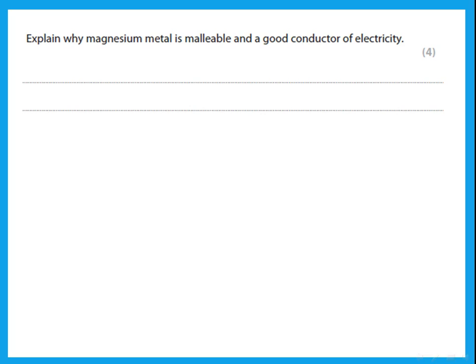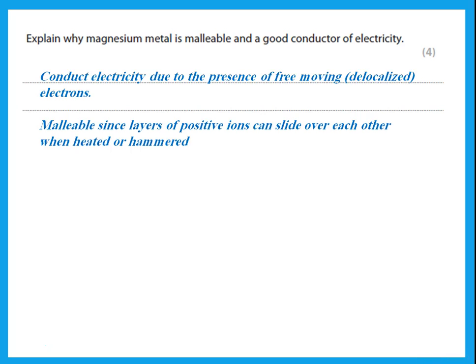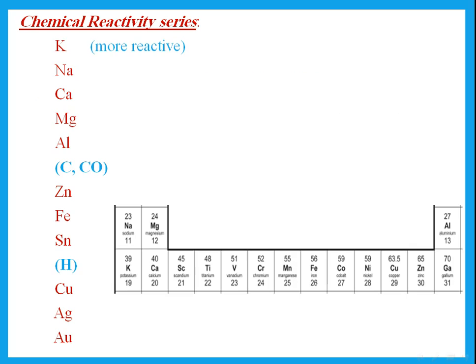This is another typical question you could be asked. Explain why magnesium metal is malleable and a good conductor of electricity. So we said it is what? It's a good conductor of electricity because it has free moving electrons. Remember, the only one that we say free moving ions is if I'm talking about an ionic compound. But this here is a metal, so it has free moving electrons. Now we said metals are malleable because layers of positive ions slide over each other when heated or hammered. Okay, so that was the physical properties of metals.